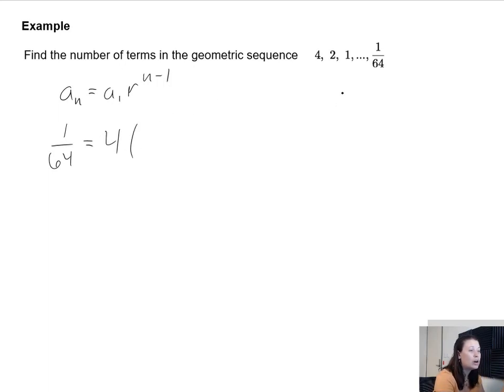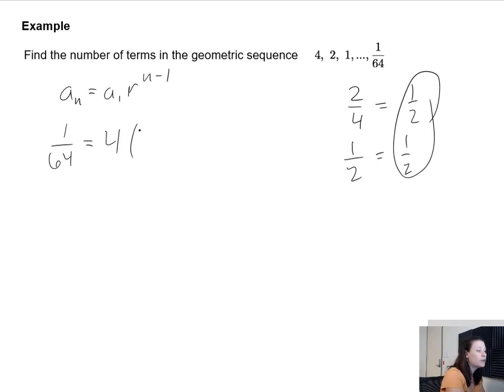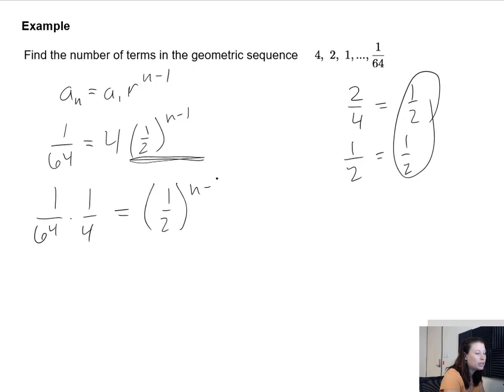So let's figure out what r is. We take 2 over 4. We get 1/2. We can take 1 over 2. We get, well, 1/2, right? So 1/2 is our common ratio. So 1/2 to the n minus 1. Okay, now get this part of the term on its own. So divide by 4 or multiply by a fourth, right? So we have 1 over 64 times 1 over 4 is equal to 1/2 to the n minus 1.